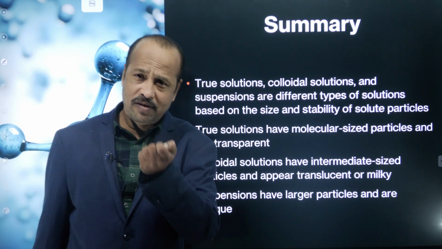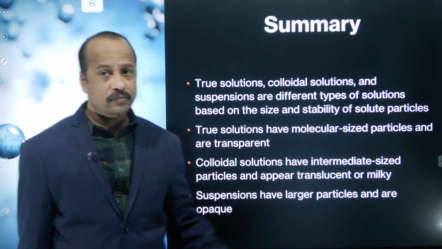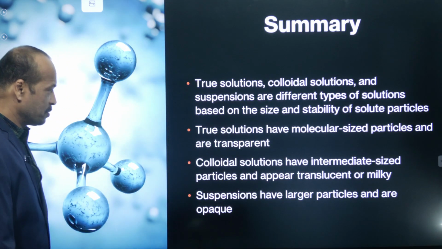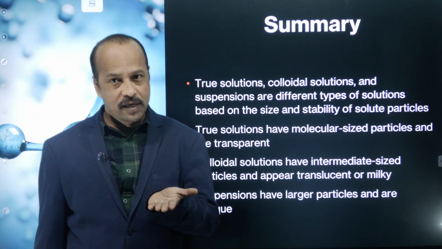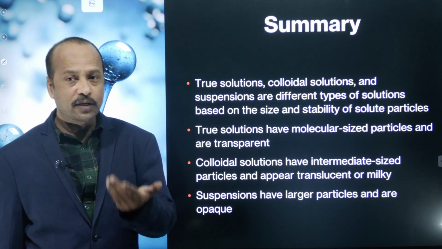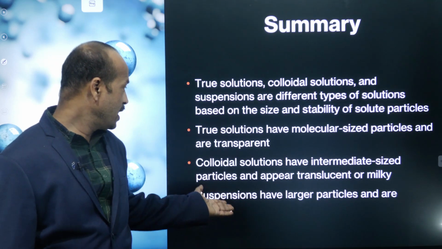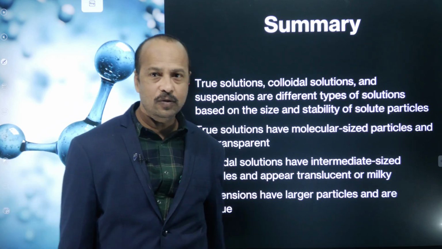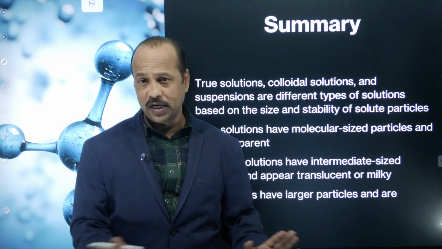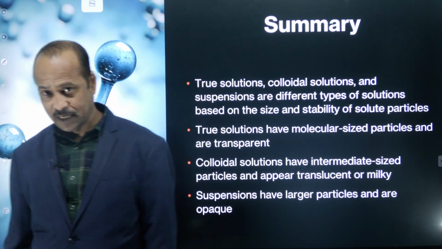Molecular means what? Very, very small, and they are stable and transparent of course. Colloidal particles are a little bigger, of intermediate size, and they are translucent or milky. Suspensions have larger particles and are opaque. That's all students, very simple. So this topic is done.